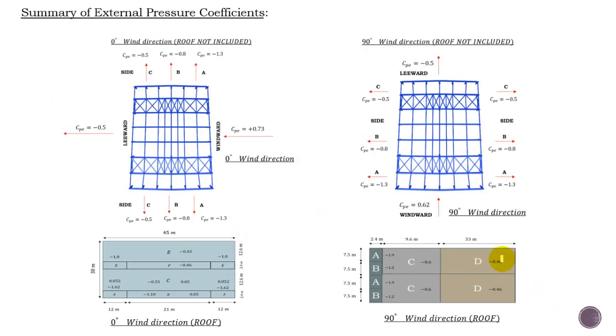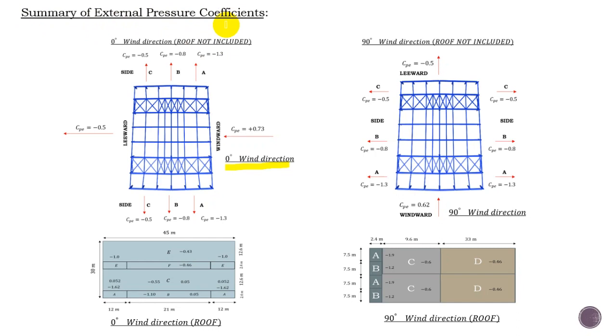If I want to show the summary of external pressure for both the walls and the roof, this is for the roof. Okay, let's start with the 0-degree wind direction. This is for the vertical walls, and this is for the roof. For the 90-degree wind direction, this is the external pressure coefficient for the vertical walls, and this is the external pressure coefficient for the roof. Alright, now we are done with the external pressure coefficient.